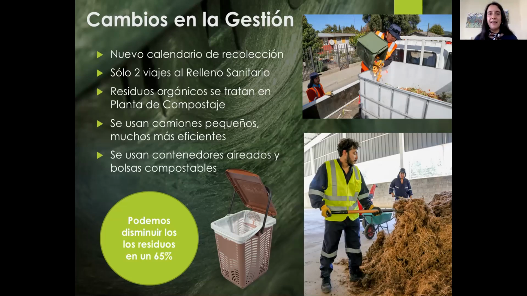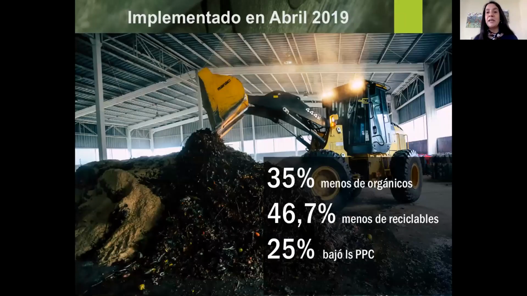So in the city, there's a differentiated collection schedule. Currently, 2 trips a week are made to the landfill. Organic waste is treated at a composting plant, and smaller trucks are used for collecting this organic waste. The objective is to achieve a 66% recycling rate. This is the composting plant that is operational nowadays.